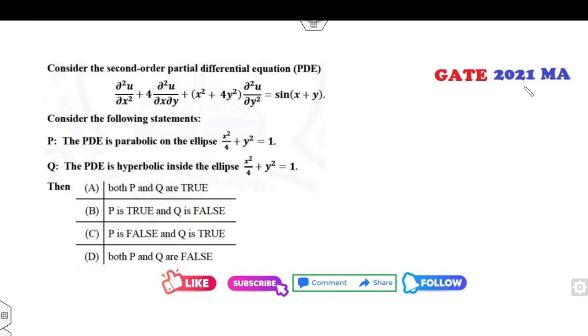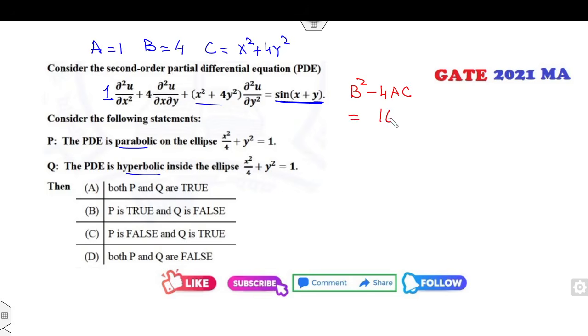Look at this one again, it is GATE 2021. This is my A, B is my 4, C is my x square plus 4y square. Make sure there is no role of the right-hand side whenever you are talking about the classification. So first one is b square minus 4ac. b square is my 16 minus 4 times x square plus 4y square. Now the partial differential equation is parabolic on the ellipse. Parabolic means b square minus 4ac will be 0.